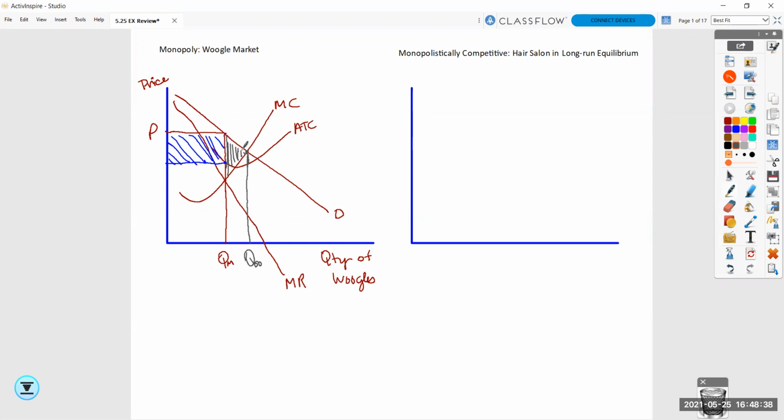There's one more point that they may ask you to label. This always gets me. I don't know why they ask it, because firms are not revenue maximizers, they're profit maximizers. But they do like to ask the question, where would this firm maximize their revenue? That is right here. I'm going to call that QR. So I'll put a little key down here. That QR is the revenue maximizing quantity.